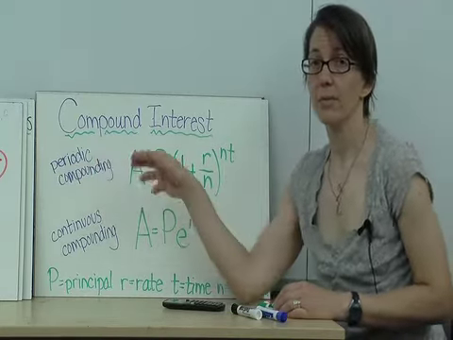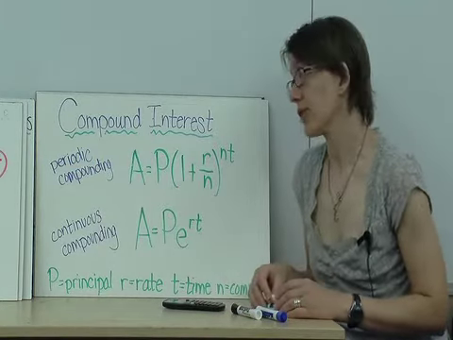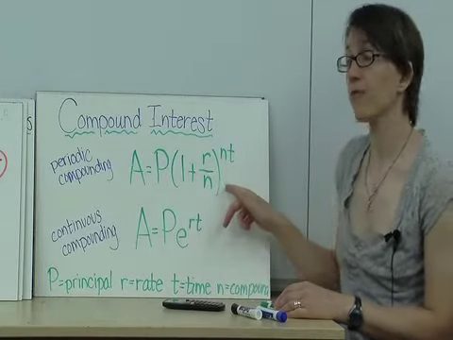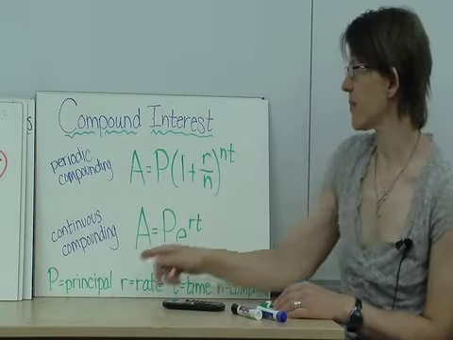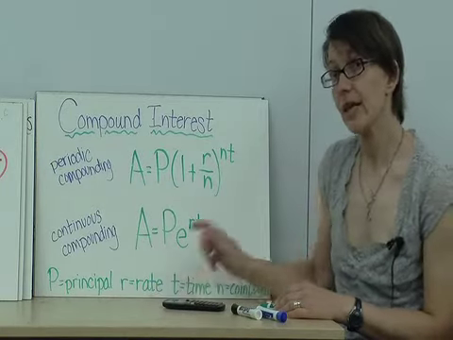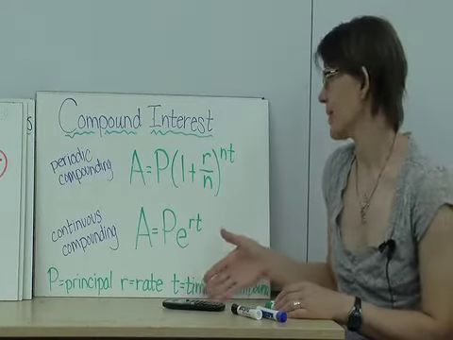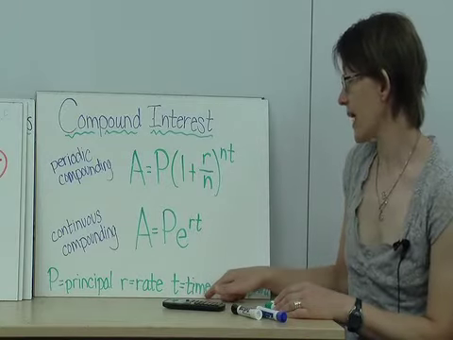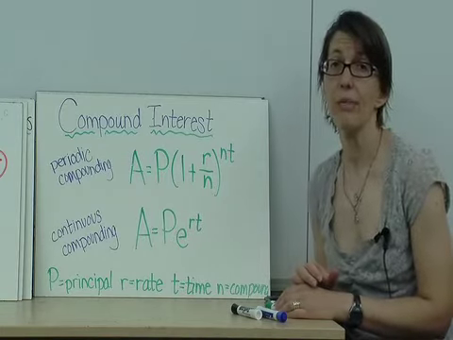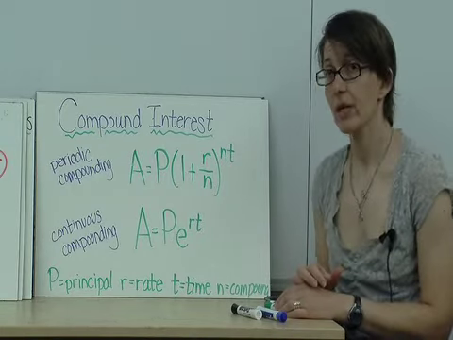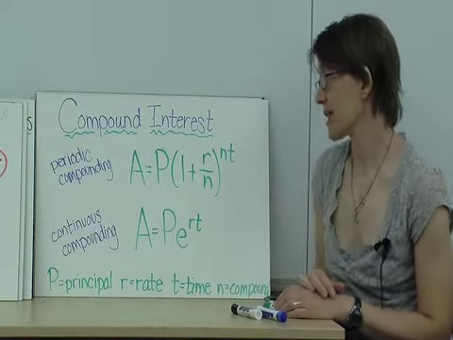First one is periodic compounding. This is when you compound monthly, quarterly, even yearly. We use this formula. In this formula, P is the principal, R is the rate, that's expressed as a decimal. So a 5% rate is going to be like 0.05. T is the time in years, and N is the number of compounding periods in a single year. So if they say quarterly, then that N value is going to be 4. If they say monthly, it's going to be 12.